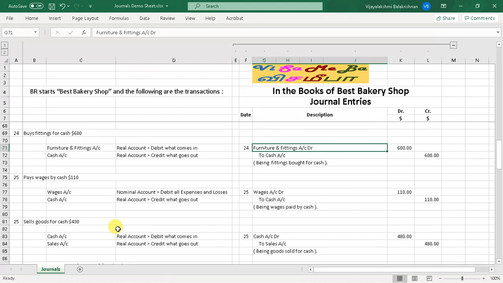The next transaction is pays wages by cash $110. Wages is an expense, debit all expenses and losses, and cash is a real account, credit what goes out because it's going out of the business. So wages account debit to cash account $110, being wages paid by cash. The next transaction is sells goods for cash $430.